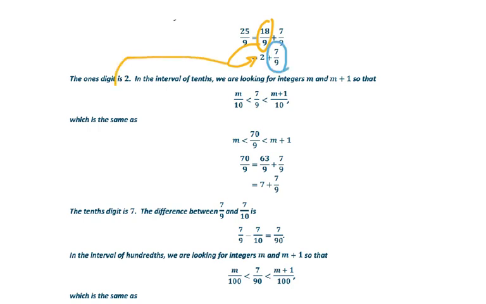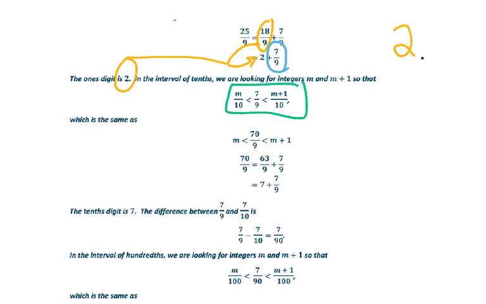So notice that we know the digits. The ones digit is 2, so we have 2 point, and I'm not sure what comes next. When it gets to tenths, we're looking for an integer m and m plus 1. So m is one of them, and m plus 1 is clearly the next integer that comes. And so 7/9 has to be in between them, right? That's what we have here.